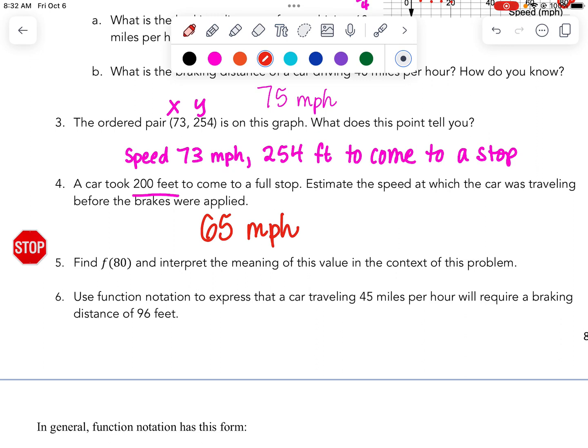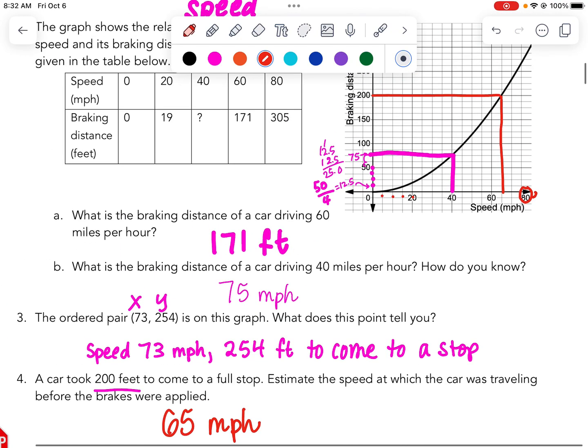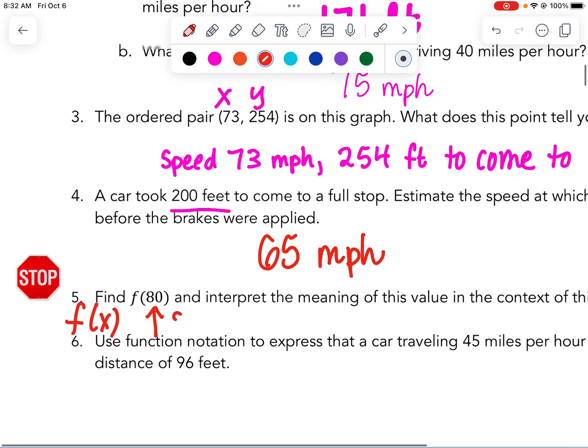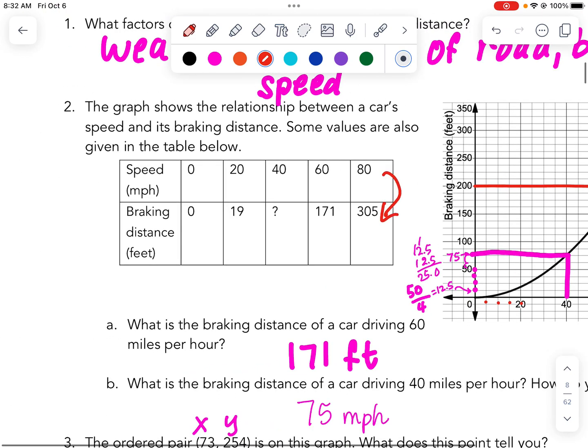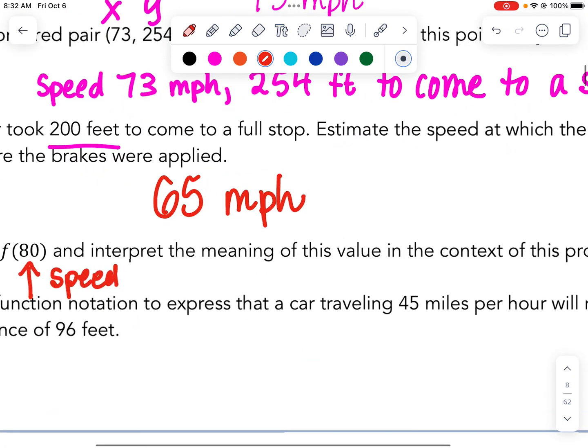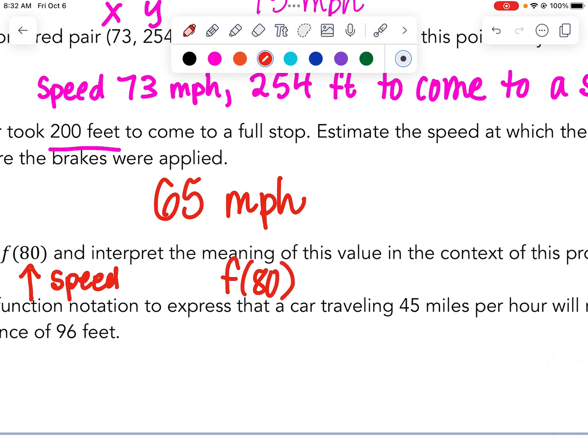Now it says find f of 80 and interpret the meaning of this value in the context. All right, so f of 80, this is actually going to be our x value. This is in the form f of x. So f of 80 means when the speed is 80, how long does it take to come to a complete stop? Okay, and we can take a look when the speed is 80, 305 feet. So we can say f of 80 equals 305 feet.